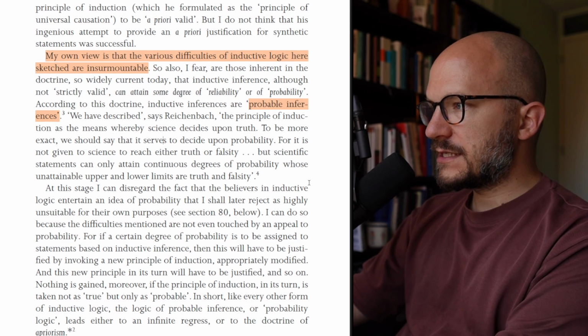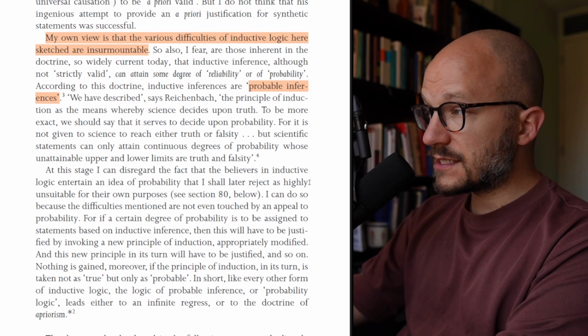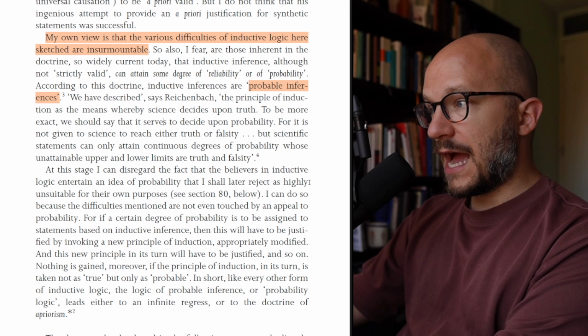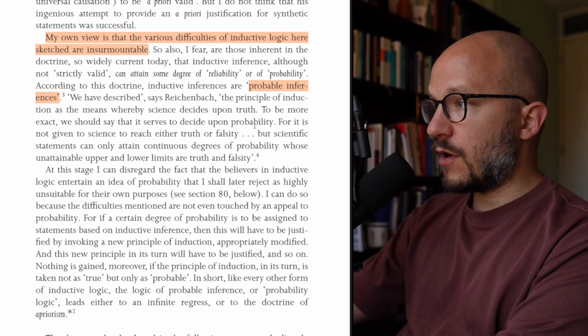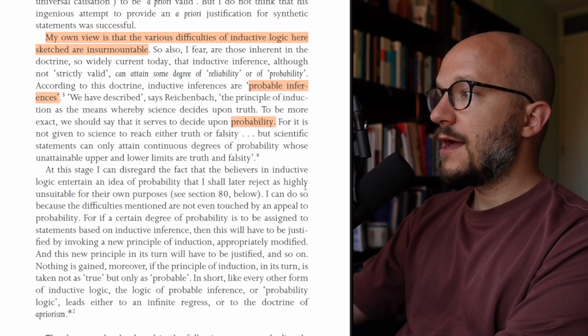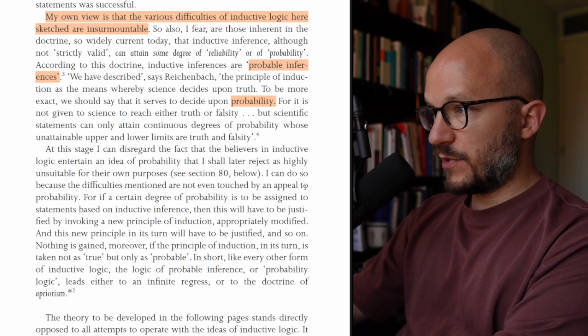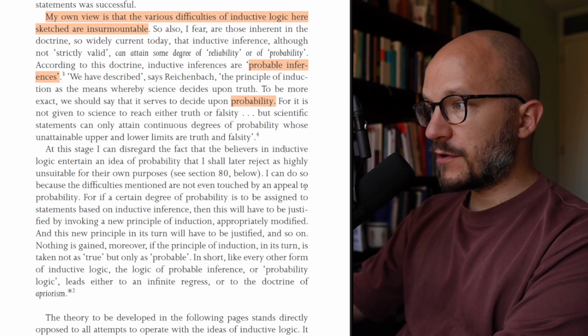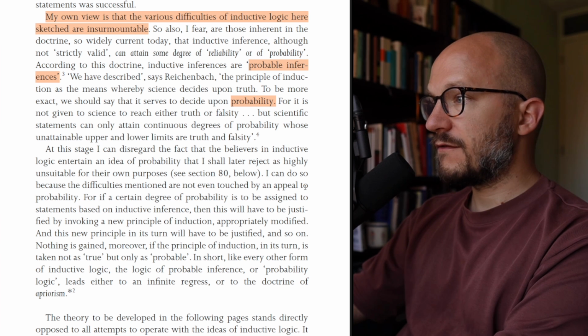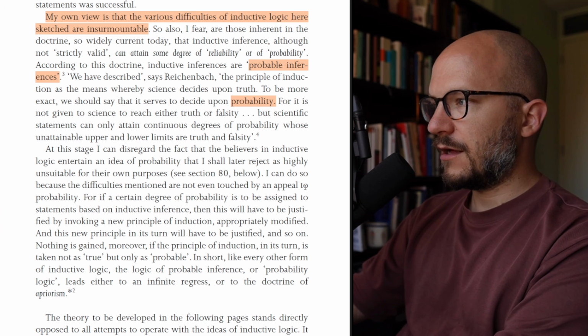We have described, says Reichenbach, the principle of induction as the means whereby science decides upon truth. To be more exact, we should say that it serves to decide upon probability. For it is not given to science to reach either truth or falsity, but scientific statements can only attain continuous degrees of probability, whose unattainable upper and lower limits are truth and falsity. Not clear how the lower limit is unattainable, because you can clearly say something very, very false. But anyway, I'll let that slide.